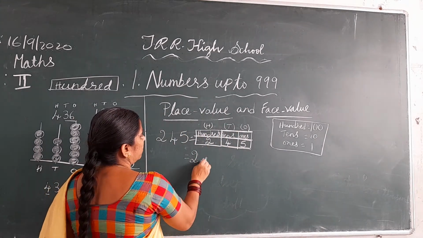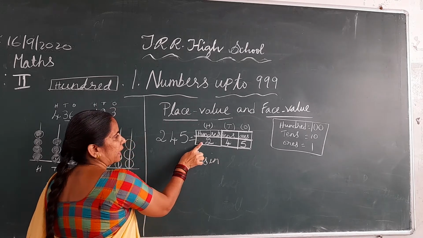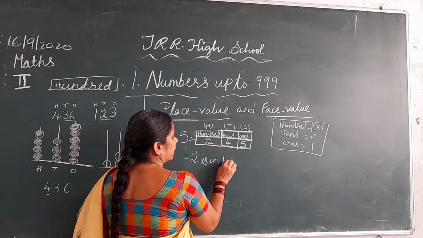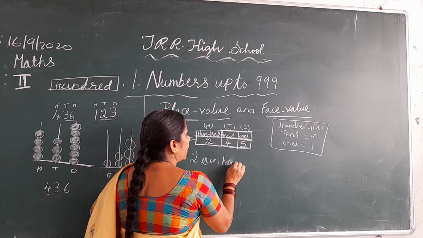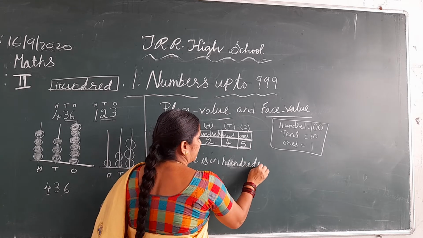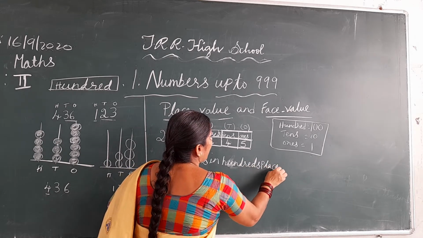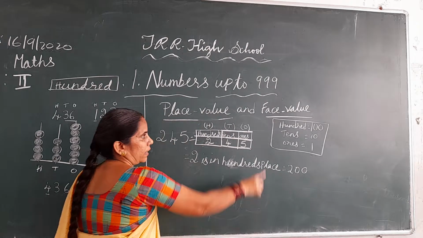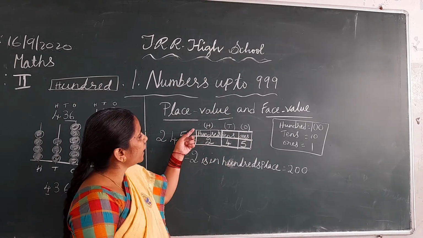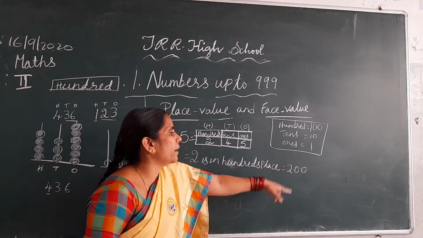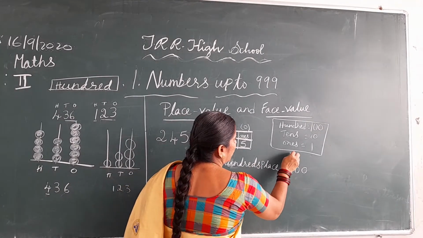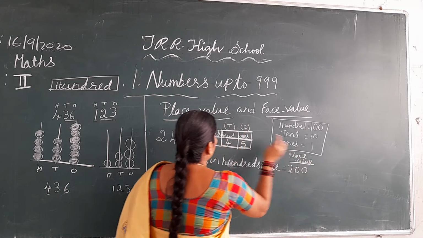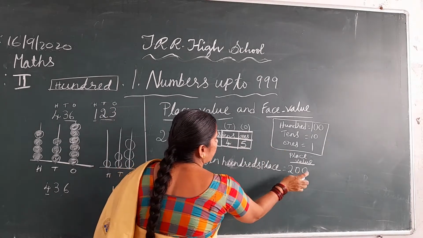Now 2 is in which place? Hundreds place. So we will write 2 is in hundreds. Hundreds spelling, H-U-N-D-R-E-D-S. 2 is in hundreds place. That is equal to 200. For 100 there are 2 zeros, no? So 2 is in hundreds place, so that is 200. This is the place value. The place value of 2 is 200.